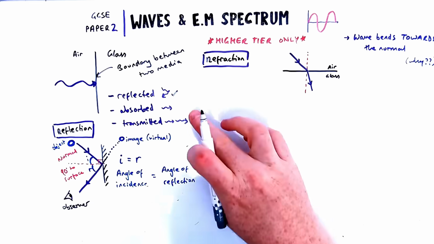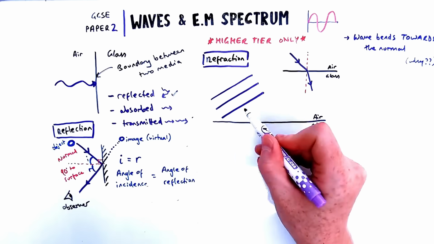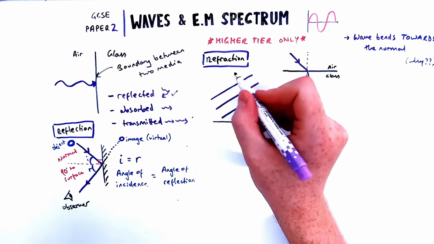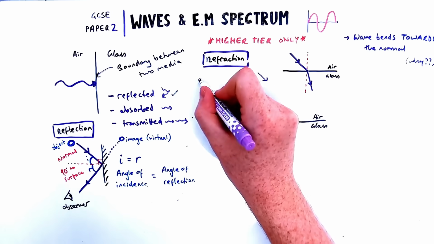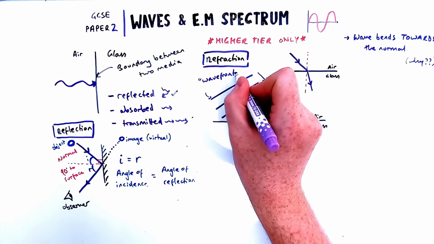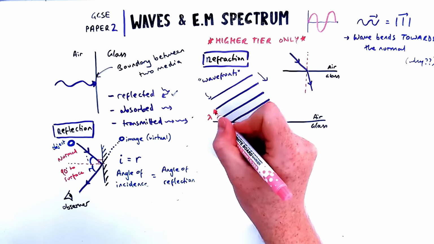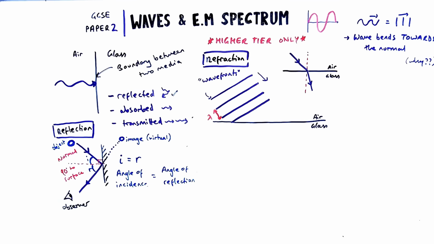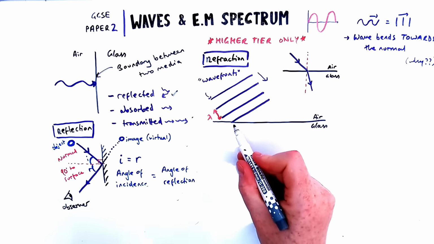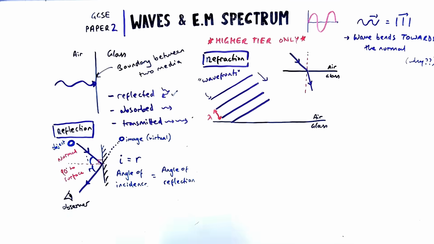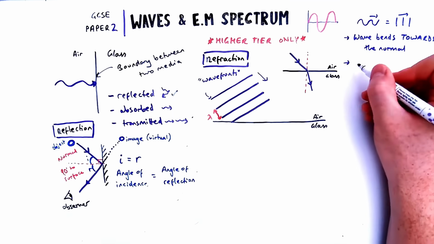Well, to explain it, we've got to use something called wave fronts. So what I'm drawing here are perpendicular lines to the direction of the wave called wave fronts. Each one of them represents a peak of a wave. So if I've got a wave that's traveling from air into glass, I'm going to draw the wave fronts traveling along. Now hopefully we can see that because it's traveling at an angle, the wave would actually reach the glass at different times.